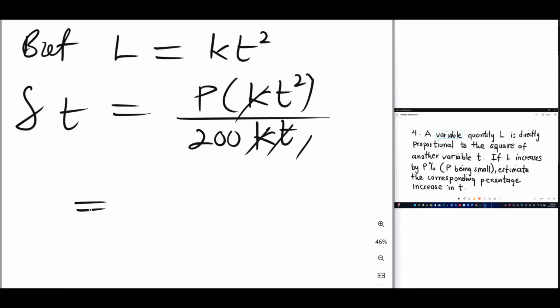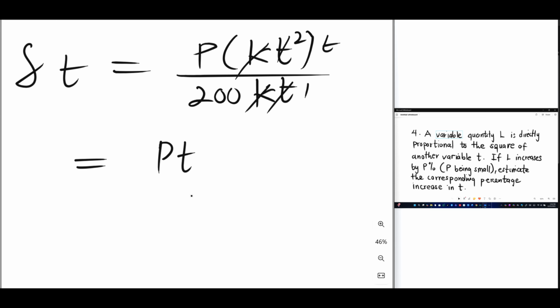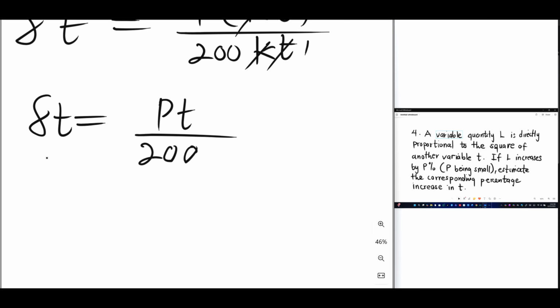All right. So here K divides itself, K also divides this, T divides itself here. We are going to get 1. T here we are left with T. So the numerator becomes PT divided by 200. All right. PT divided by 200. Okay, so this is a small change in T, and we have to find the percentage increase. Okay, this is a small increment in the T, but we have to find a percentage increment, or the percentage increase.